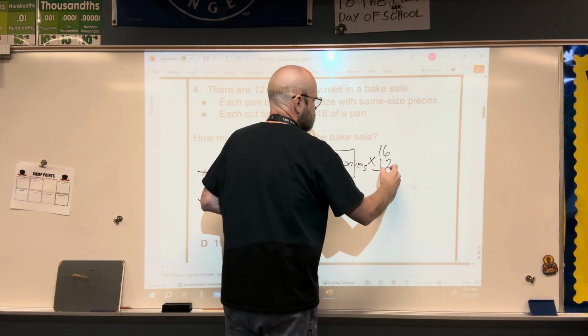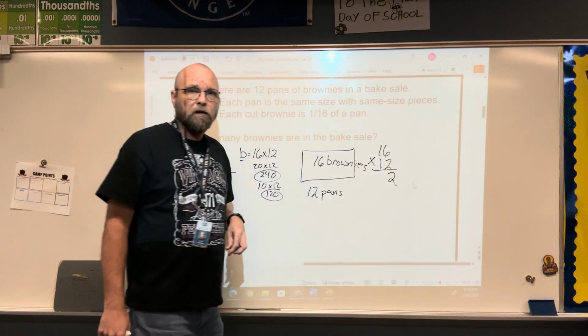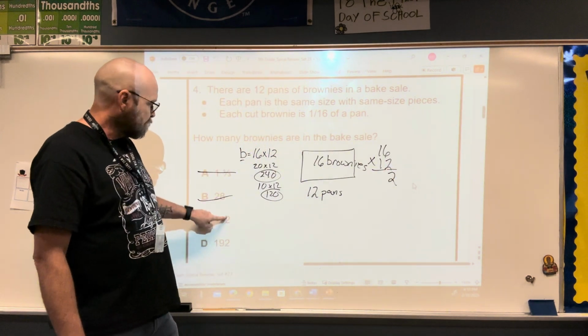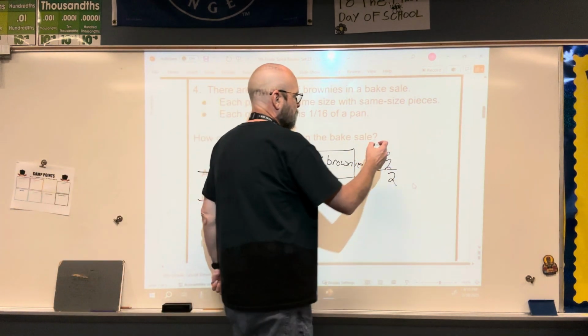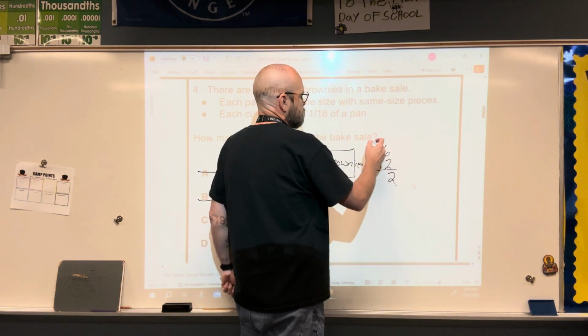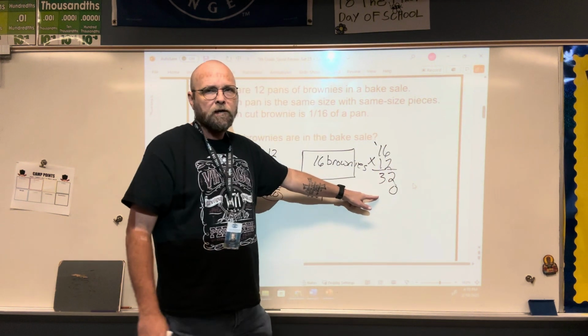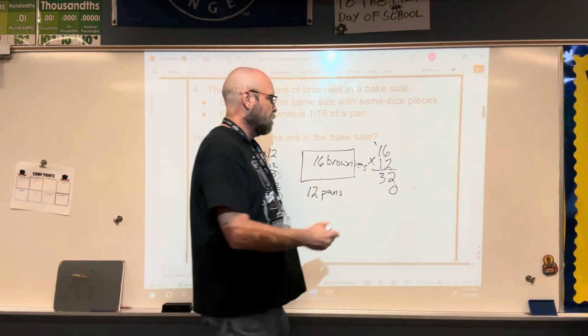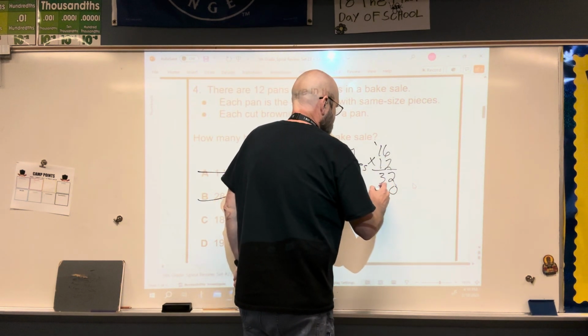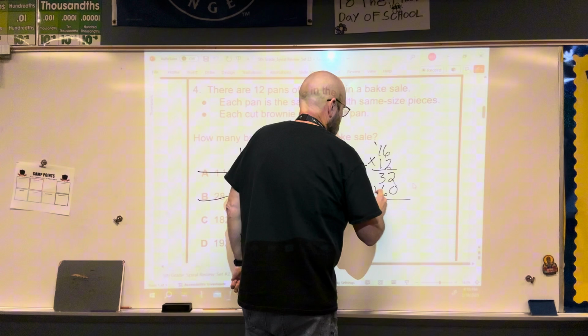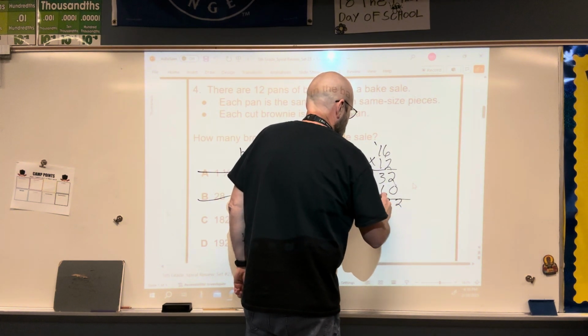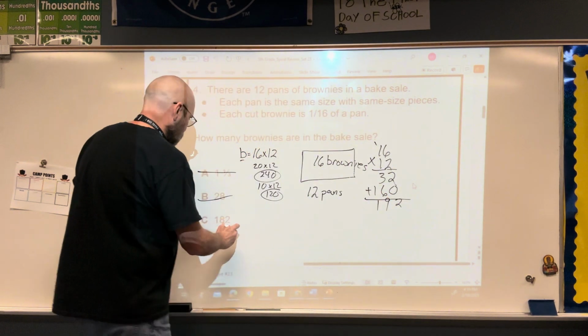2 times 6 is 12. So I have a 2 in the ones place. These both have a 2 in the ones place, so that doesn't help me out here. 2 times 1 is 2, plus 1 is 3. Now I'm going to move to the tens place, and that's why I have my 1 here. I have 6, 1. I add these together. I get 192.